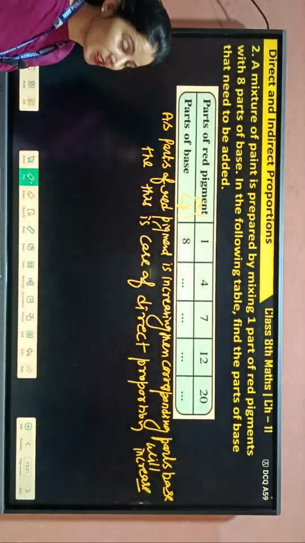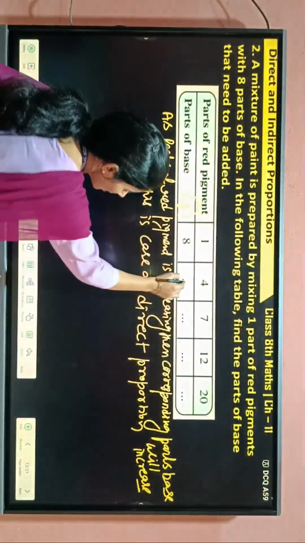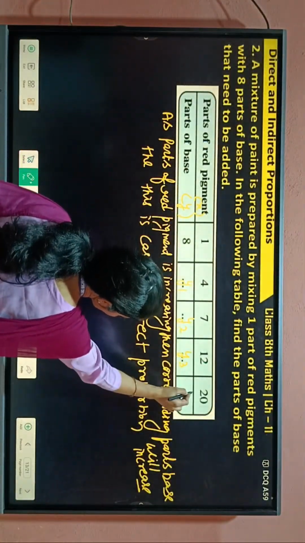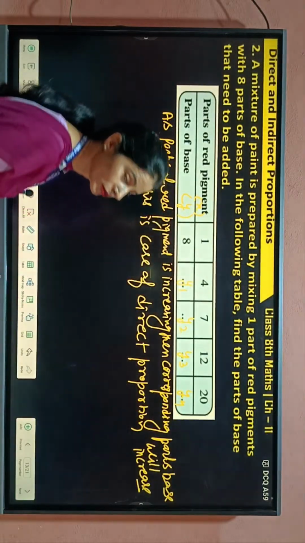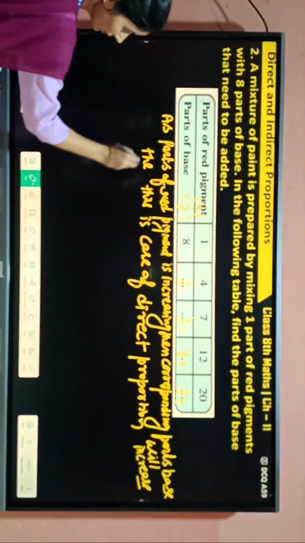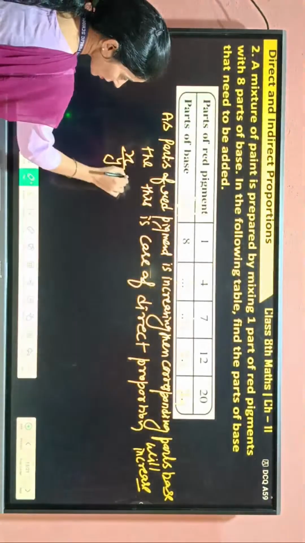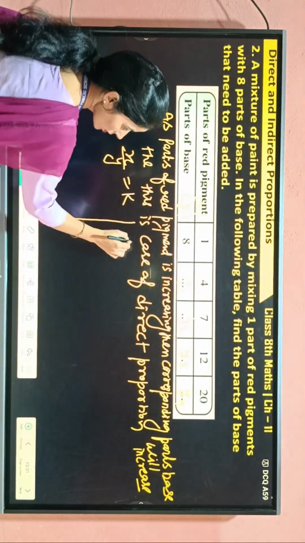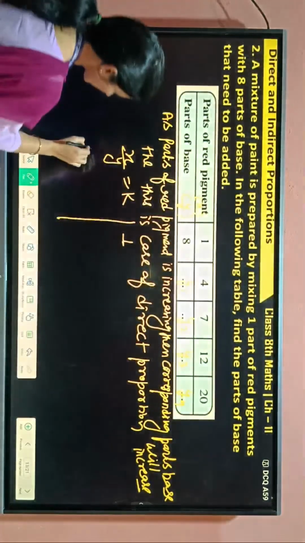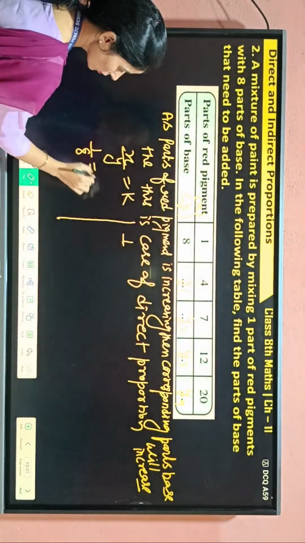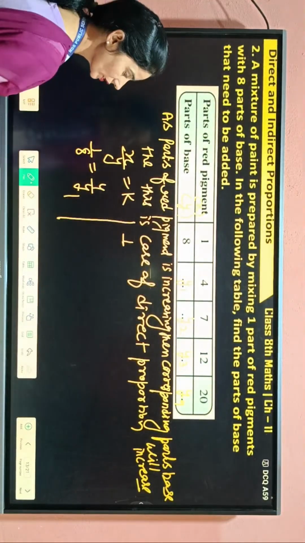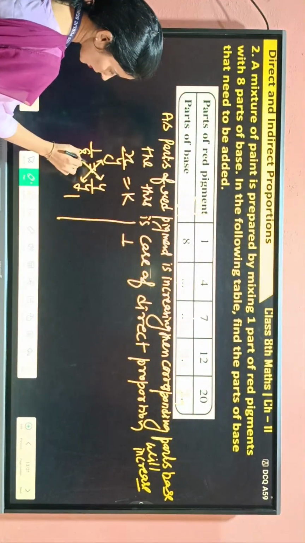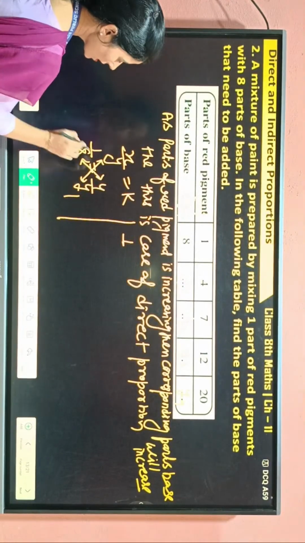In direct proportion, let us consider the parts of pigments are denoted by X and the parts of base by Y. So we can write the parts of base as Y1, Y2, Y3 and Y4. Then the X by Y ratio will be constant. That is, 1 by 8 equals 4 upon Y1. From there we can find the value of Y1 using cross multiplication.